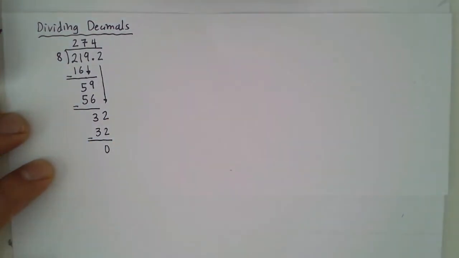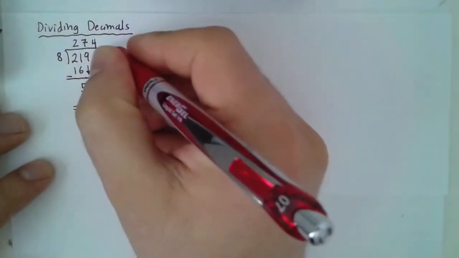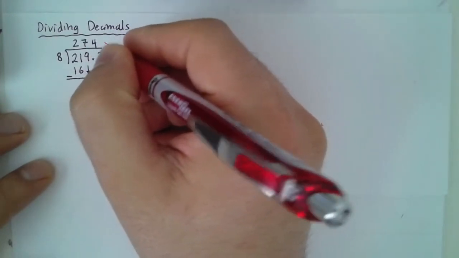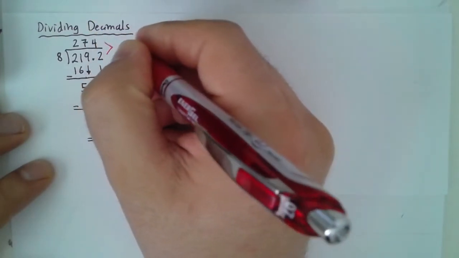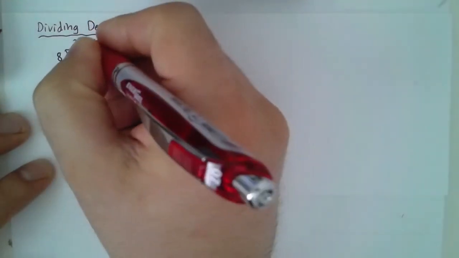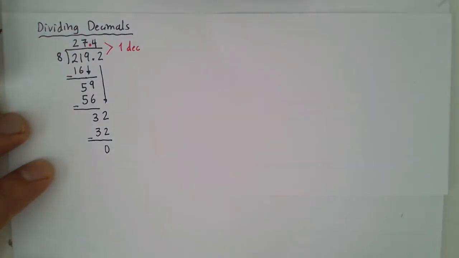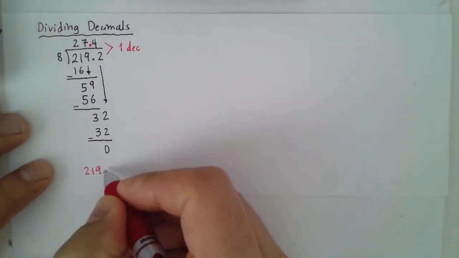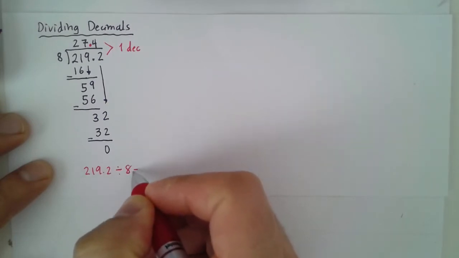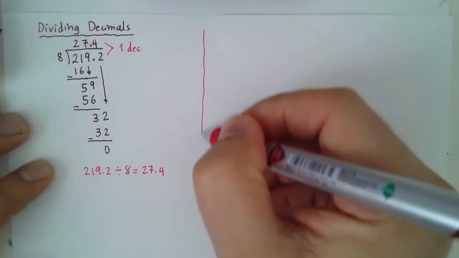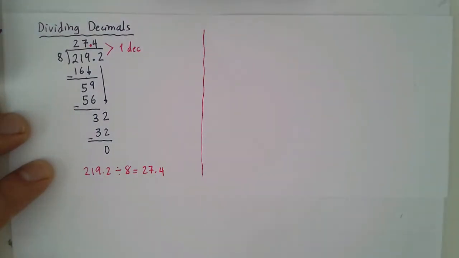That's the first example. And the main point is this: when you do this division, the quotient and the dividend should have the same decimal places. We have one decimal place in the dividend, so it will be the same for the quotient. So this division will be 27.4. If you want to write it down, 219.2 divided by 8 is 27.4. That's one example. I can show you another one.